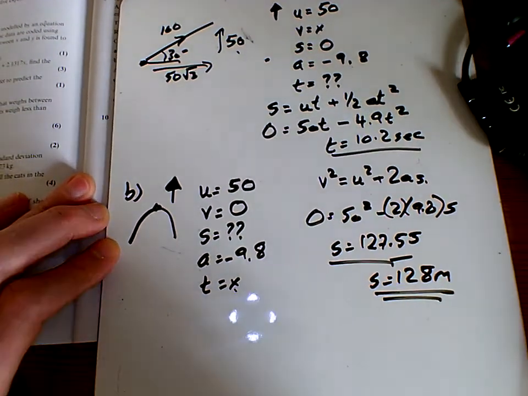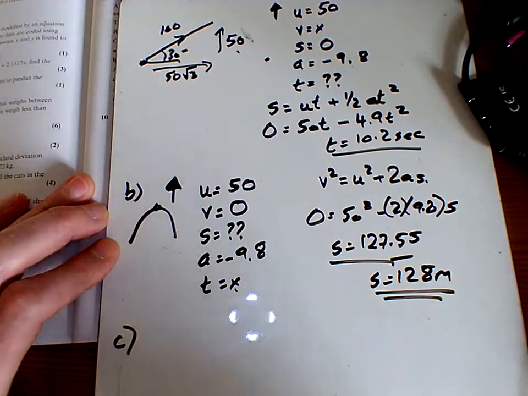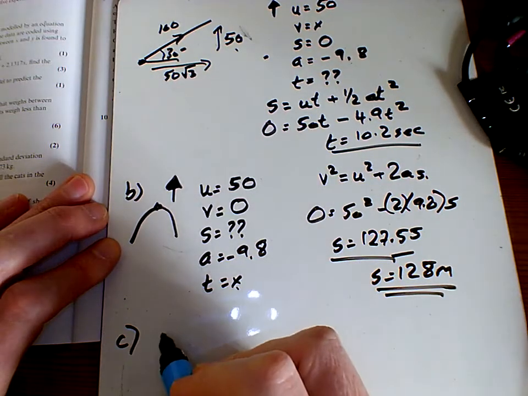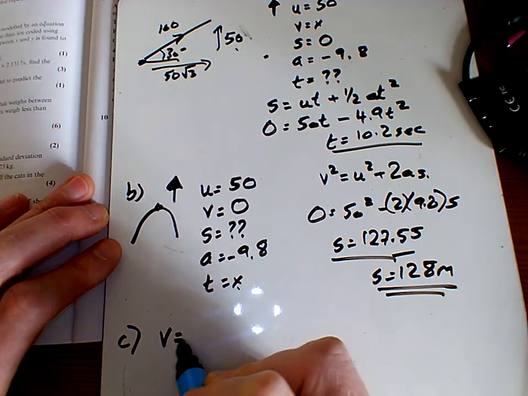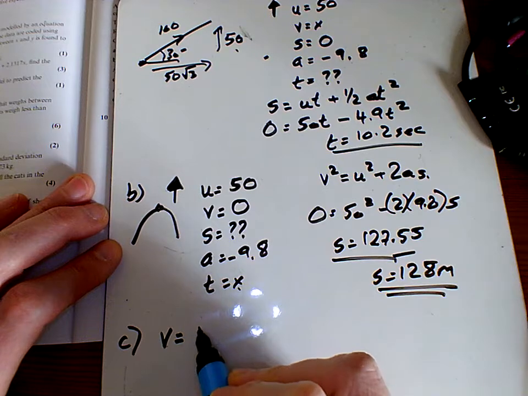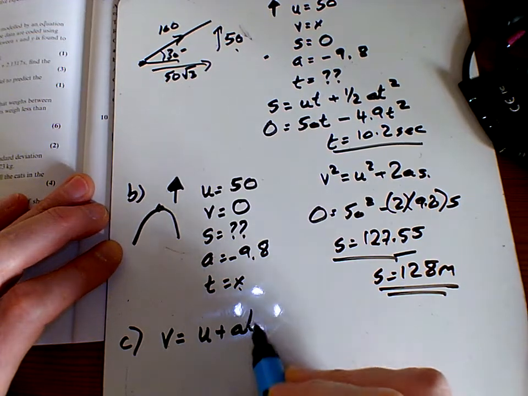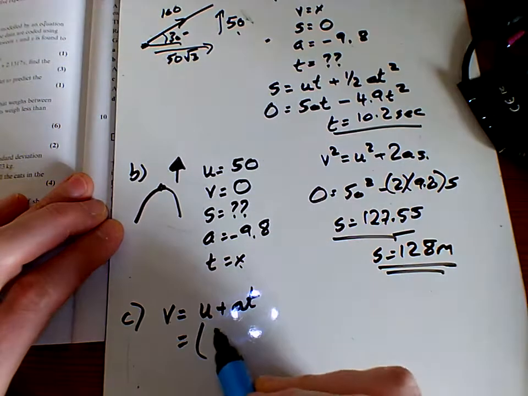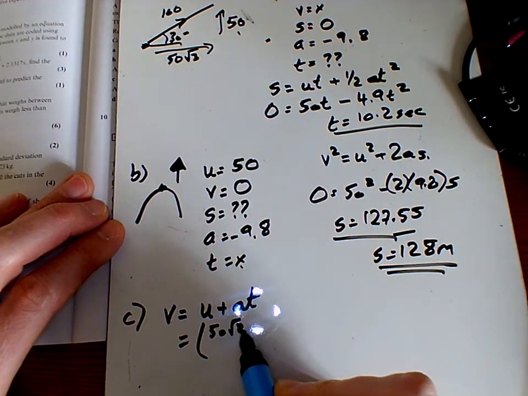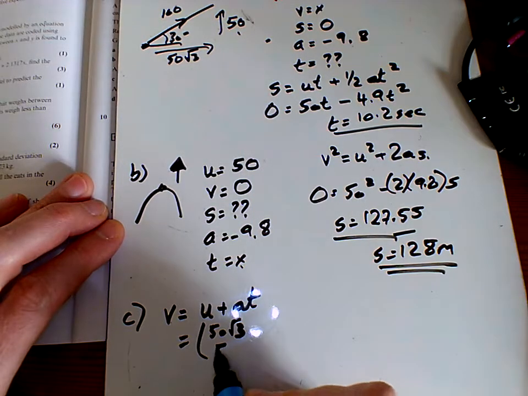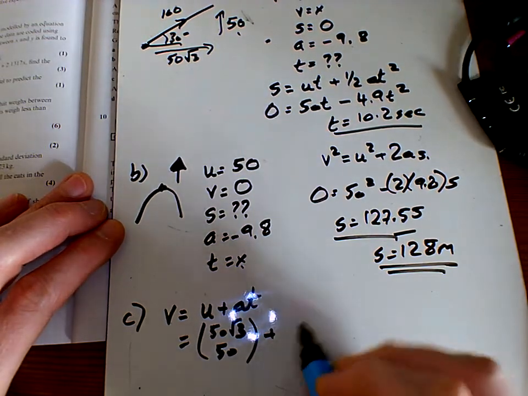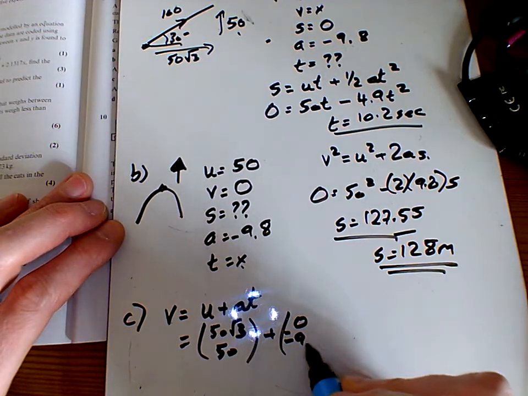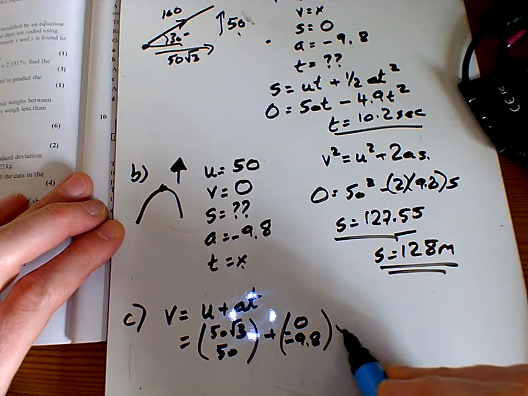Part C wants the speed of the arrow. So we're looking for its velocity in both directions here. So I want to know what v is. Now v, of course, is u plus at. u, we've said earlier, is 50 root 3 along and 50 up, plus a, which is 0 minus 9.8, times t, which is 3.